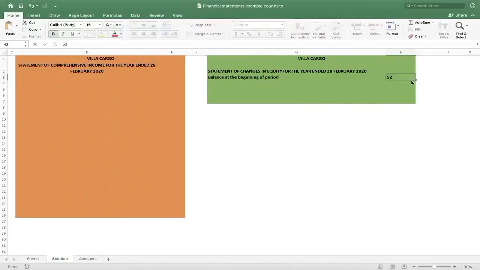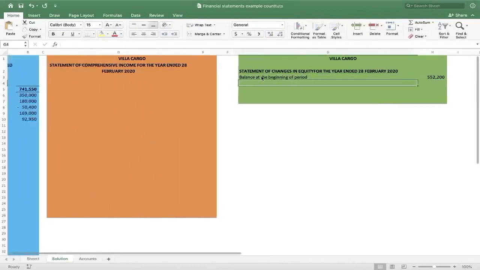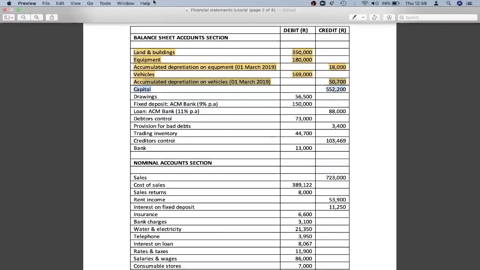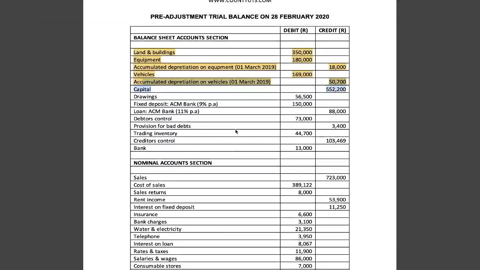So I'm just going to put the 552,200. Okay, now we have just done the balance at the beginning for capital. The next one that we need to do, so let me just highlight that one here. Now, if you notice here, we did it a bit differently from the other one where we put the capital in the statement of financial position. Or we can group everything. You'll see exactly how it will look.